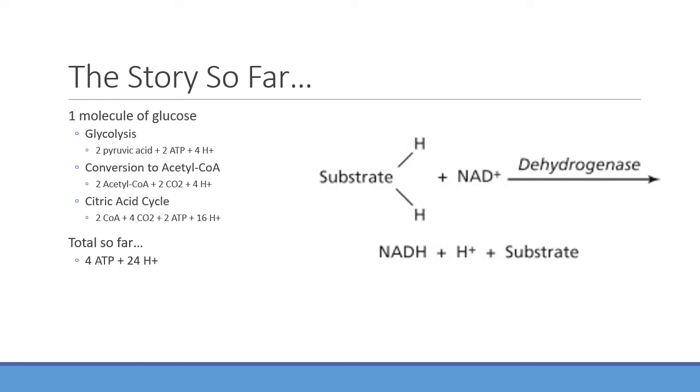Electron transport chain, right? This is where we're going to get all of our return on our investment. This is where we're going to get our big payout that never came from me and my pyramid scheme, right?